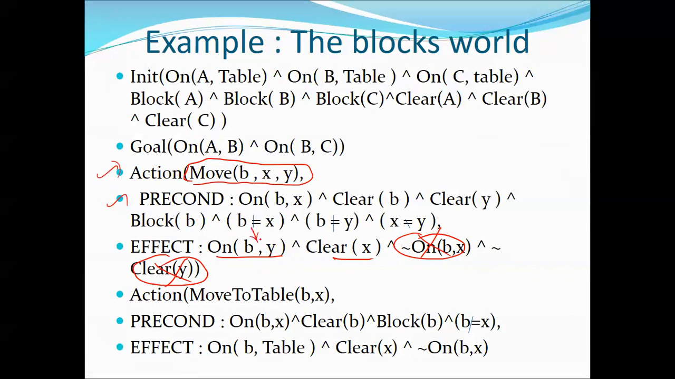So after applying the action, we add on(b, y) to the knowledge base. Clear(x) also we add, but these two things we won't remove. What is already there will still be there in the knowledge base. On(b, x) also will be there, and clear(y) also will be there in the knowledge base, right? So why are we doing it like this? Because we are keeping every option open. We want to identify a good heuristic, and a good heuristic can be identified by relaxing the original problem.